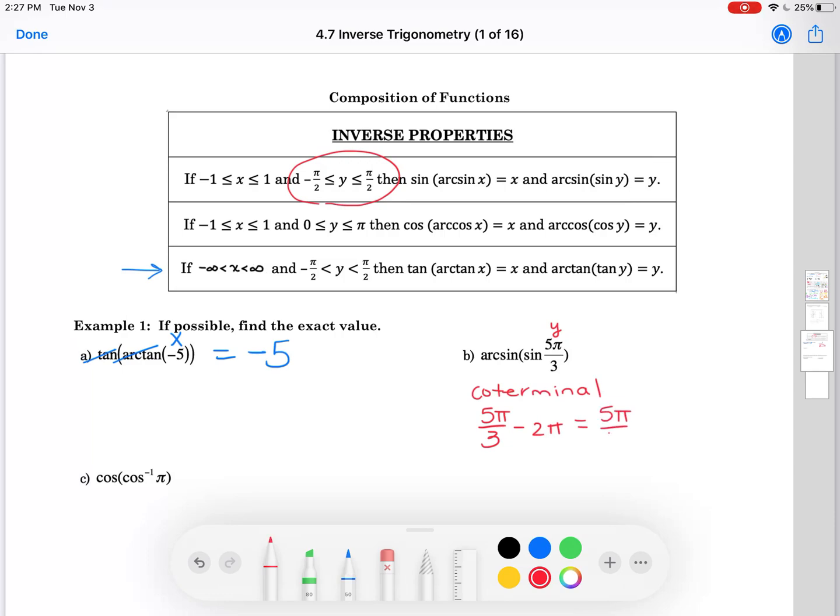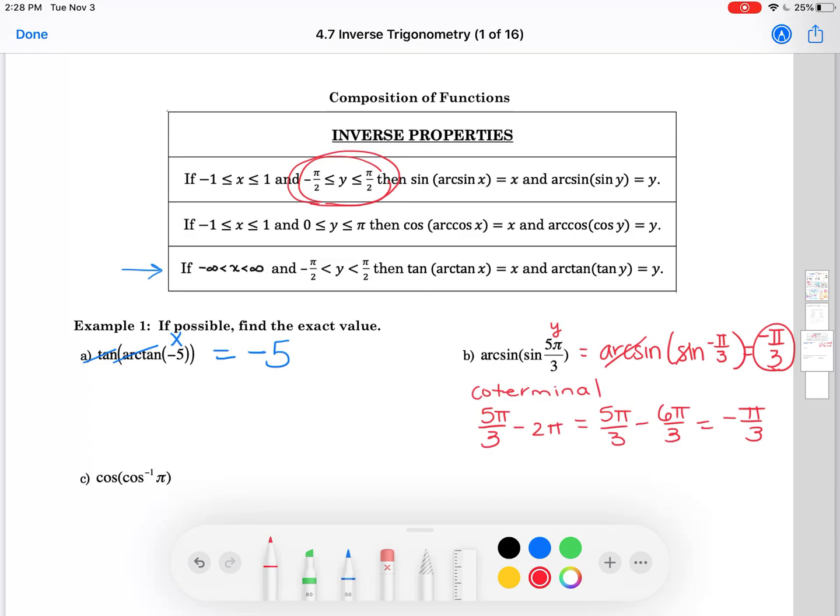We need a common denominator. So really that's 5pi/3 minus 6pi/3. That's going to give me -pi/3. Now -pi/3 does fall within that range. So we can pretend that this problem said the arc sine of the sine of -pi/3. And now arc sine and sine can cancel, and I'll get -pi/3 as my answer.